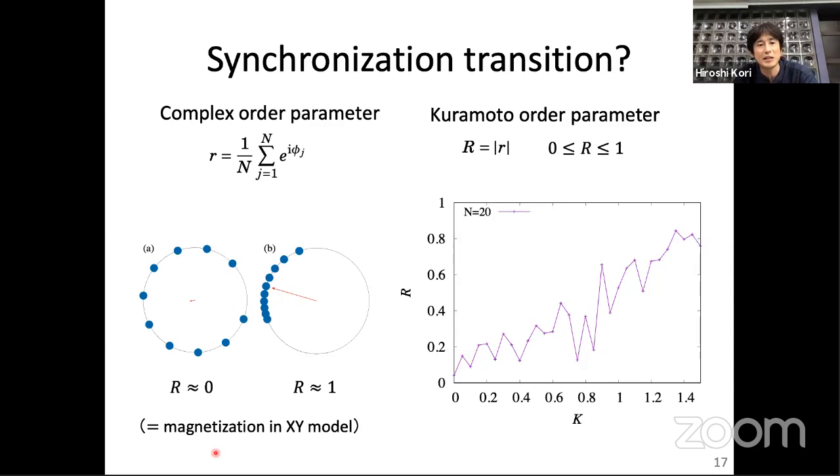This is the same as the magnetization in the XY model. And here is a plot of R as a function of coupling strength K. And you can see the gradual increase. There could be a transition around here, but it is not clear in this simulation.